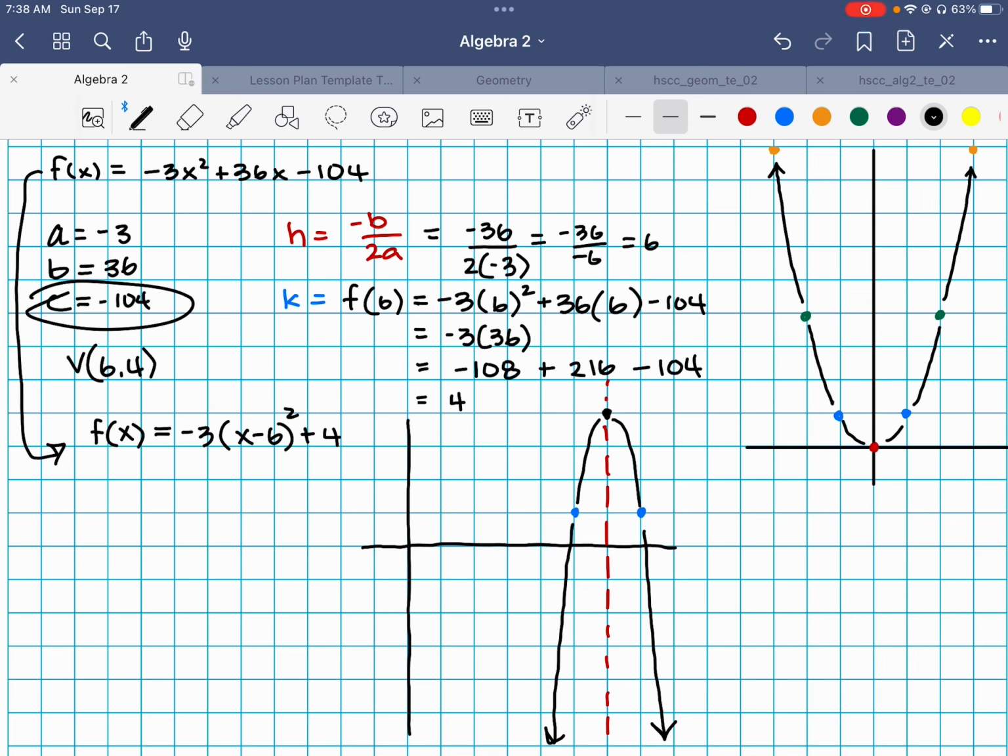Notice that the y-intercept of negative 104 is going to happen way down there somewhere. And since I don't have 104 units to go down, I'm going to stop the problem.